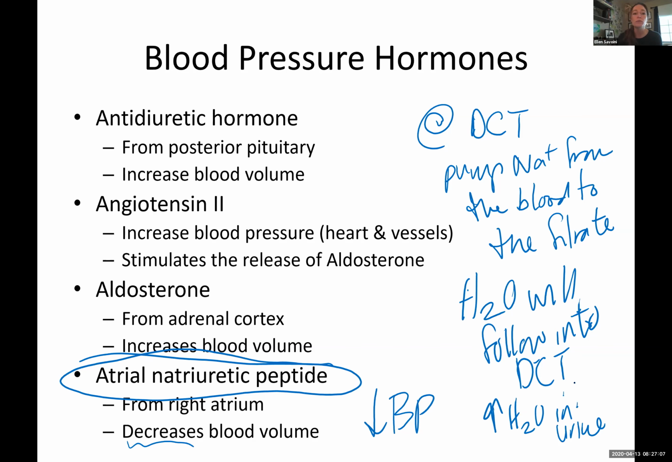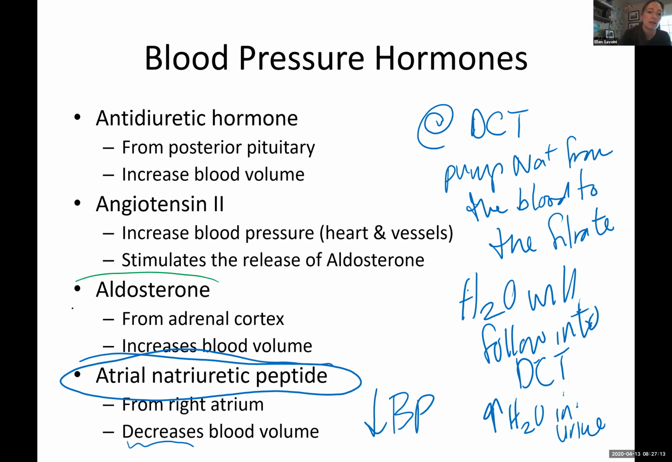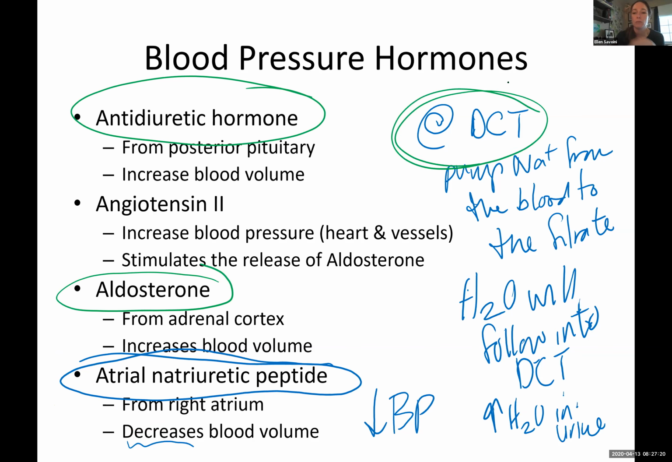So those three, I'm gonna put my green back on, this, aldosterone, and antidiuretic hormone. Those three target the distal convoluted tubule. The two in green are going to retain sodium, bring more sodium back into the blood so we retain more water. Atrial natriuretic peptide is gonna dump more sodium into the distal convoluted tubule and let more water out. So that's the two roles of those two.